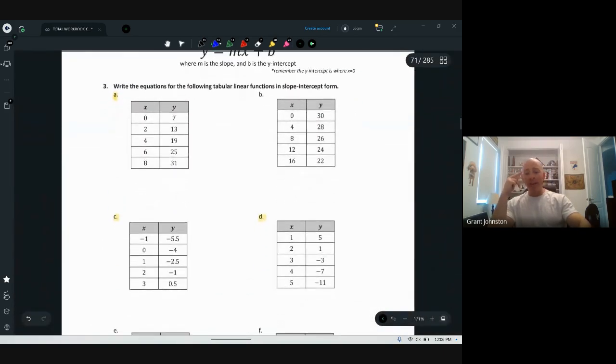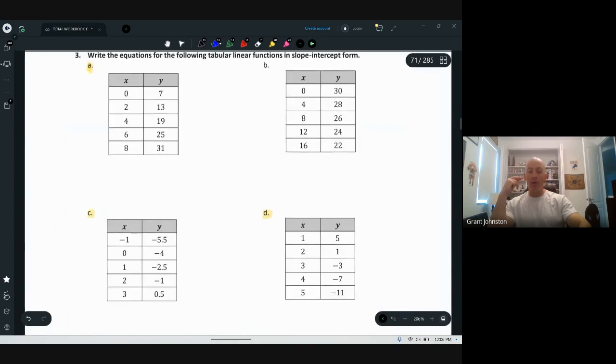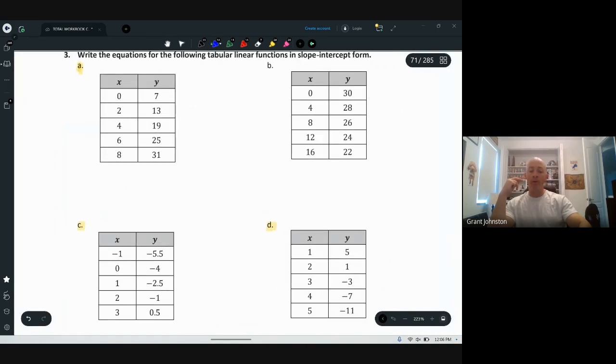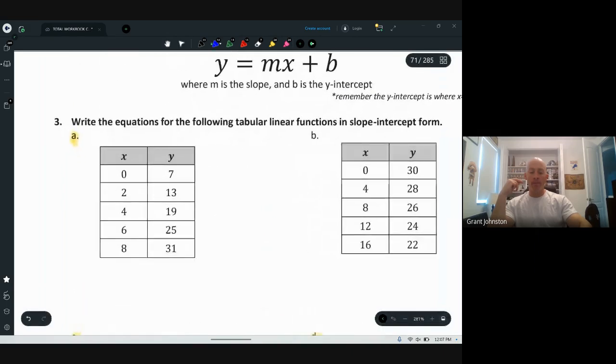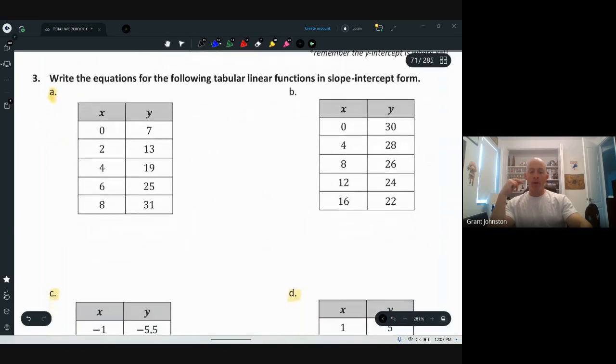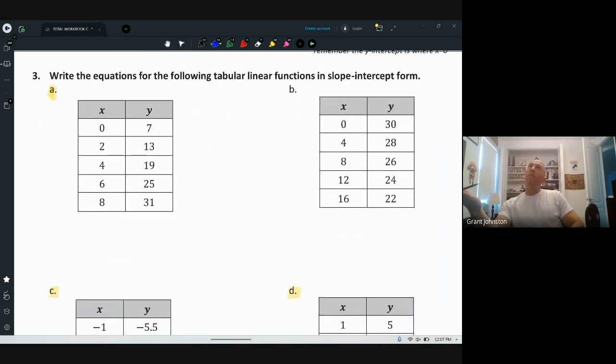Now, let's look at some tables. So we're still trying to write these in slope-intercept form, but now we're looking at it from the perspective of a table. So let me do A. In order to get the y equals mx plus b, remember, we just need two things. We need the slope and we need the y-intercept.